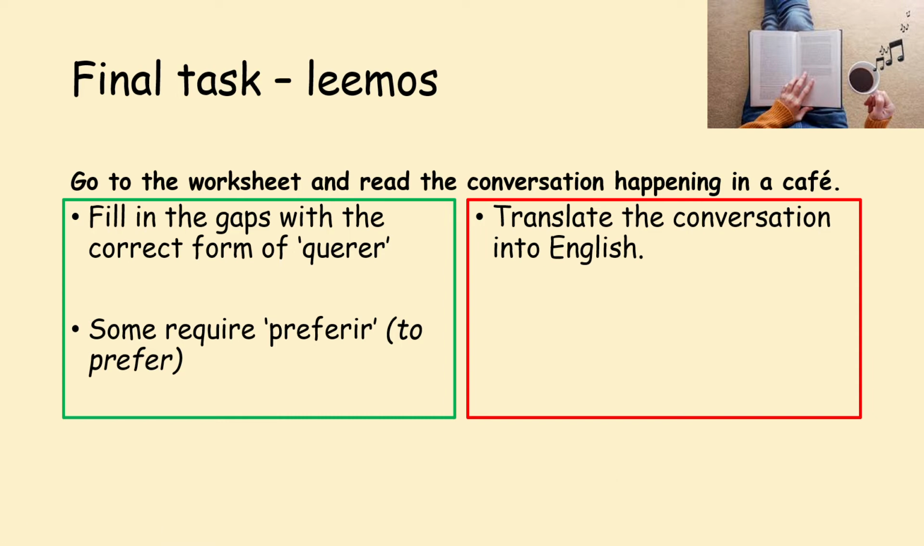Okay, so this is your final task. So imagine this is sort of a take 10 in class. You need to go to the worksheet and read the conversation happening in a cafe. You have to, first of all, fill in the gaps with the correct form of querer. Make sure you're going back to earlier on in this video if you need support, or you can go to your Knowledge Organizer Module 5 and it is all there for you. Some require preferir, to prefer, not all of them, and it is highlighted in the worksheet for you, so that's a bit of a challenge for you. And then the next level is to translate the whole conversation into English. You don't need to submit this to your teacher because you are going to get the answers when you're ready. So come back for the answers after you finish the gap fill and then the translation.